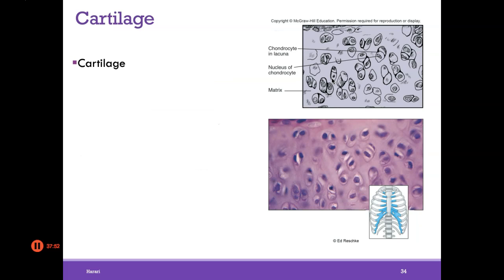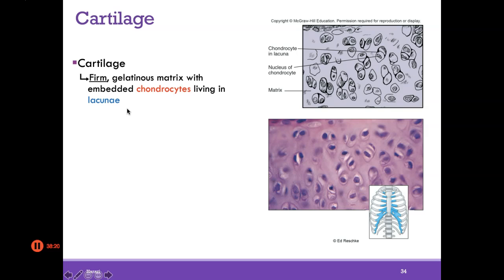So now let's talk about cartilage. You can feel your outer ear right now, your external ear or the tip of your nose, and you can feel cartilage. It's relatively stiff connective tissue with a flexible rubbery matrix. Right? So it's a more firm gelatinous matrix, right? This time we have special cells called chondrocytes. Chondro always means cartilage, living in lacunae.